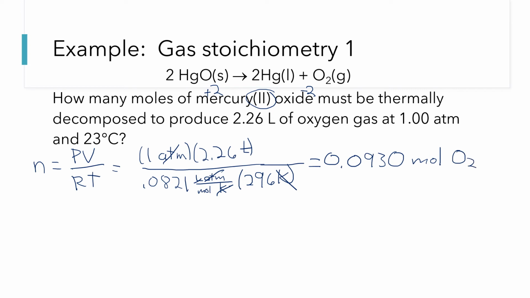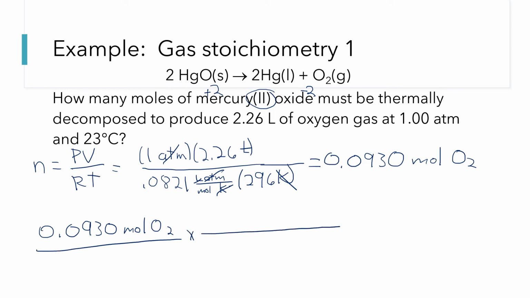So now that we know how many moles of oxygen are involved, we can do stoichiometry to figure out how many moles of mercury oxide are needed. So let's pull that up right here. We'll have 0.0930 moles of oxygen. And I want to convert with this conversion factor from moles of oxygen to moles of mercury oxide. Now, since I have 2 different chemicals here, oxygen and mercury oxide, I've got to write 2 different numbers in front of each.